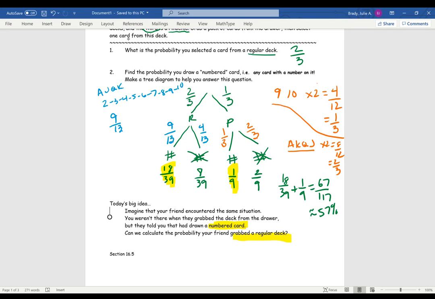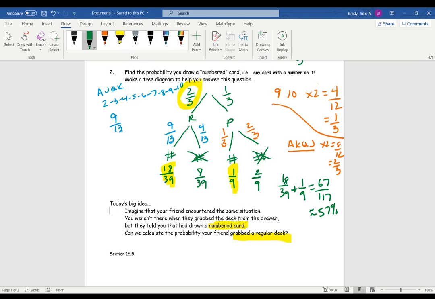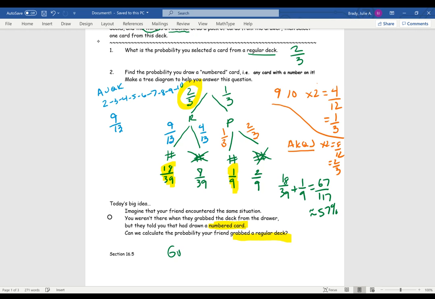Well, if we didn't have any other information, we would think that would be 2/3. But we've got some other information. We know we got a numbered card, and most of the numbered cards came from the regular deck. So my guess is that this is going to be higher than 2/3, because most of the numbered cards did come from a regular deck.